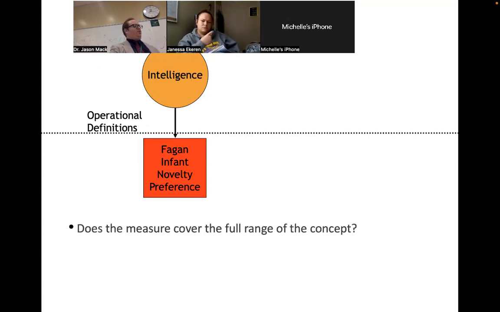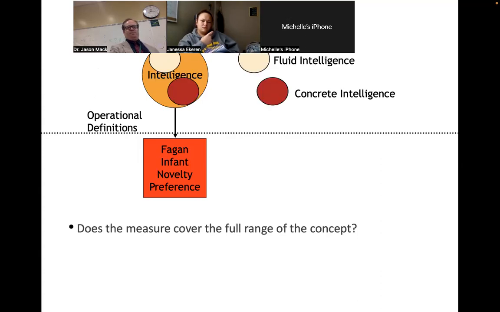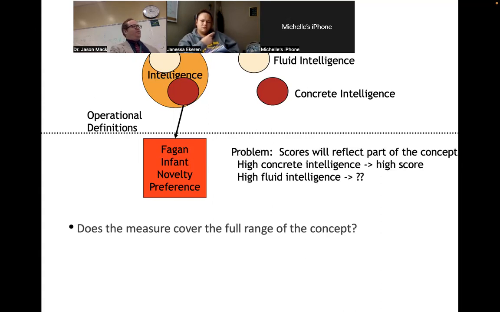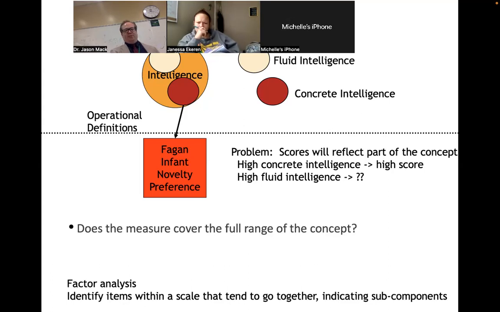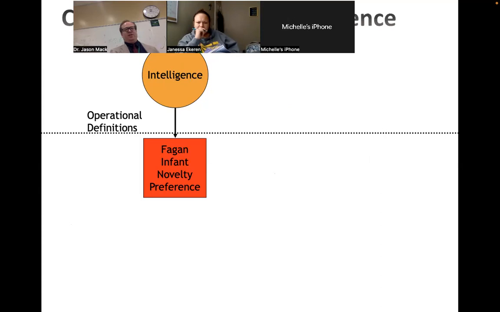Does a measure cover the full range of the concept? Fluid intelligence, concrete intelligence. Does it cover every way we can look at it? So high concrete intelligence, high score, high fluid intelligence. Are we looking at the items that go together, the subcomponents of the scale? Are we measuring the thing correctly? So we're digging into the granularity of it making sense.